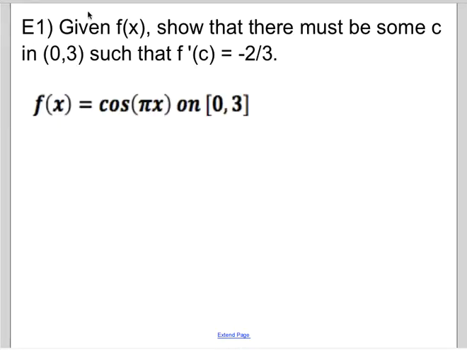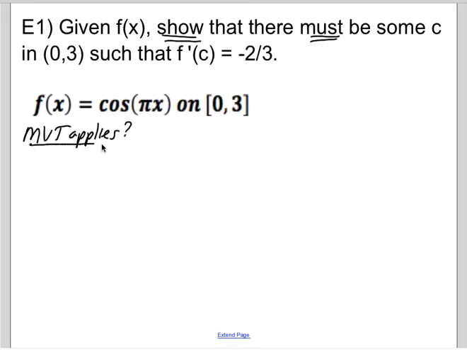Okay. So given f of x right here, show that there must be some c in the open interval 0, 3, such that f prime of c is negative 2/3. So this is saying show that there must be, which is saying, hey, the MVT does apply. We just need you to do the steps that will allow you to invoke the name of the MVT, and then there you go. So the first thing we have to do is we need to show why the MVT applies, right?